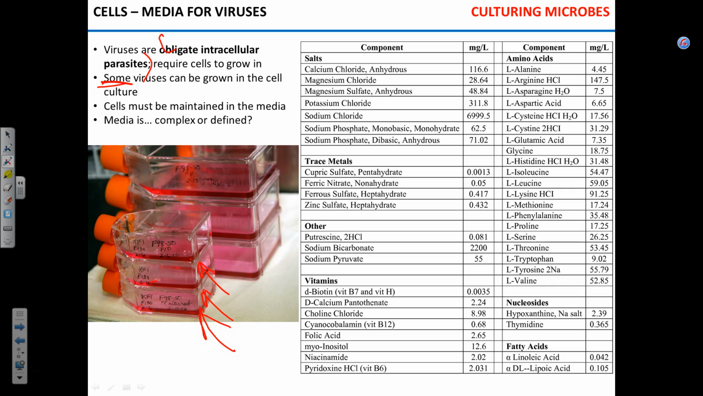Henrietta Lacks was an African-American woman who developed cervical cancer in her mid-50s. She went to the hospital and went through surgeries. She finally succumbed to the cancer eventually. But her tumor got excised before that, and the tumor tissue was used to prepare the cell line.